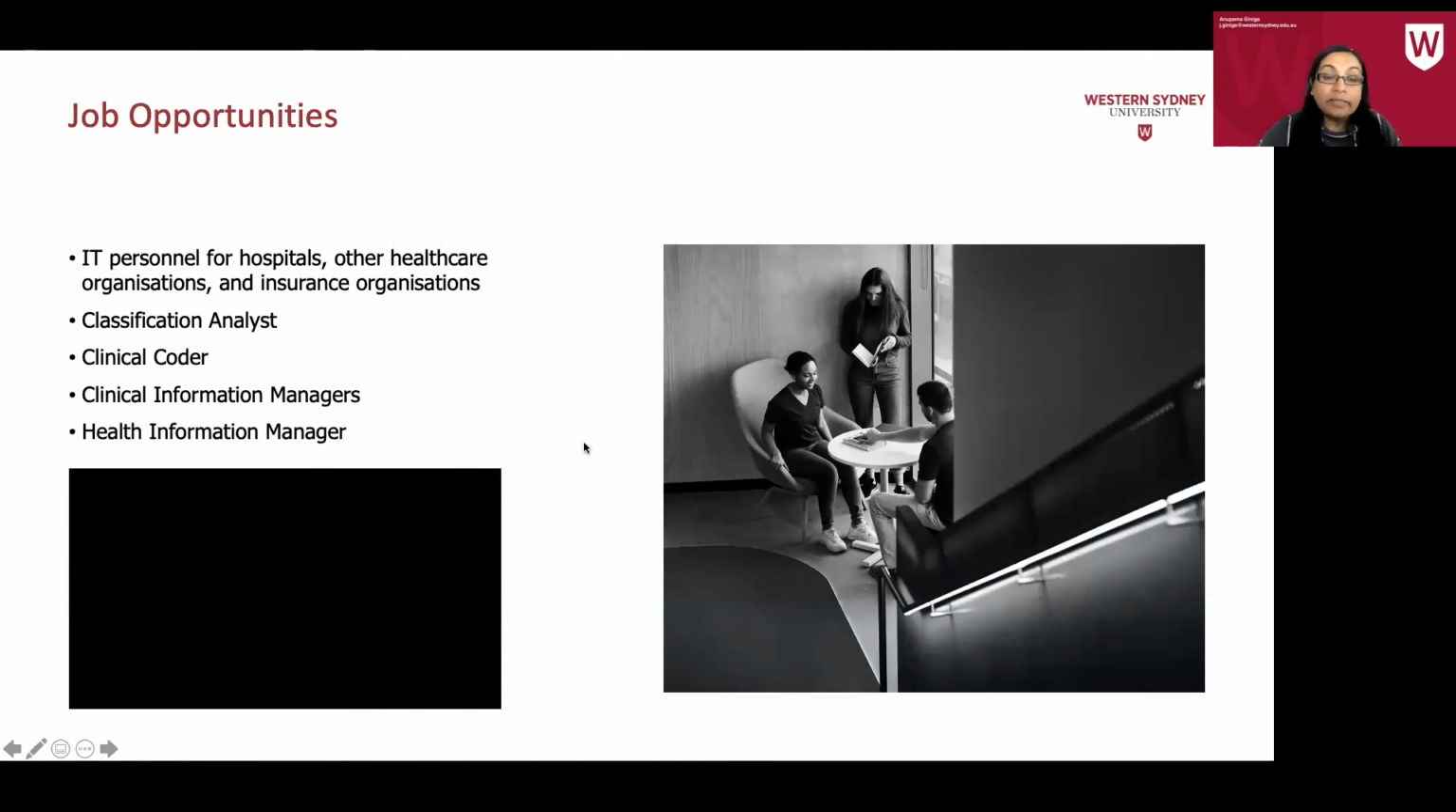As you can see, there is a range of job opportunities that were highlighted by professionals who are in the industry sector, who have studied degrees similar to this one that we are talking about.